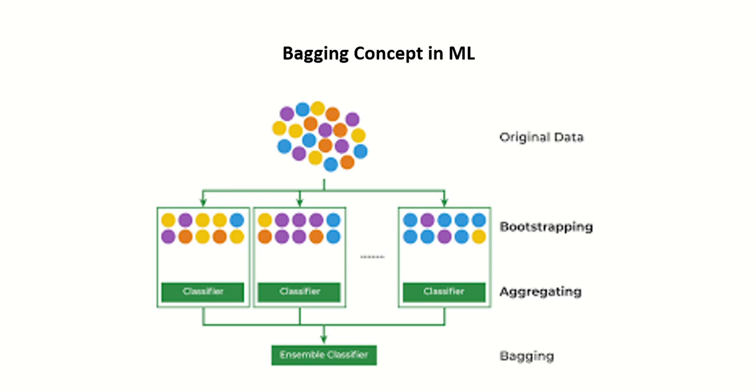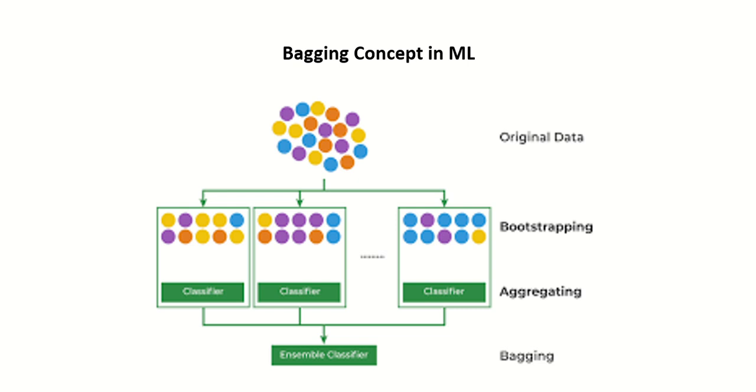Bootstrapping is the second step. Bootstrapping involves creating multiple subsets of the original data through random sampling with replacement. Each subset is represented by a different group of colored dots, may contain duplicate instances, and will be of the same size as the original dataset.